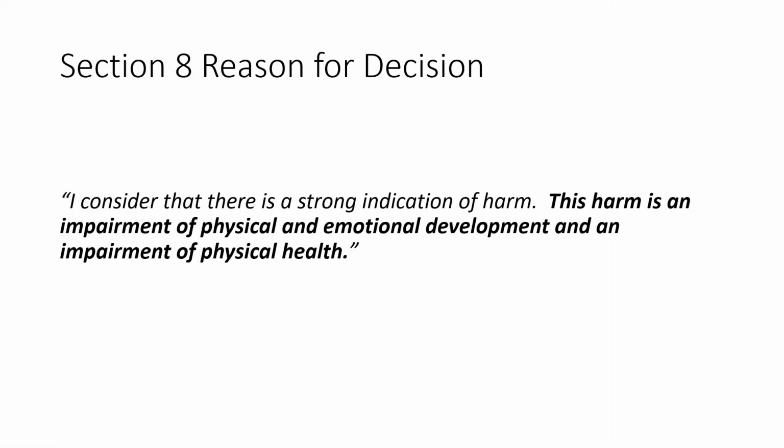We have used a case example to explain how the Stage 2 risk assessment is used in practice. The classification of harm can be seen in this paragraph. It reads as: I consider that there is a strong indication of harm. This harm is an impairment of physical and emotional development and an impairment of physical health.